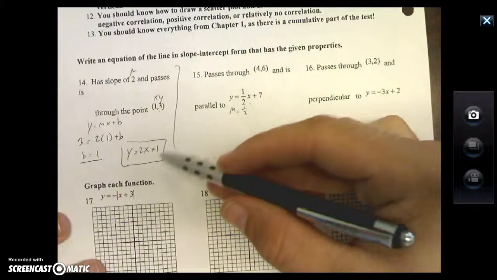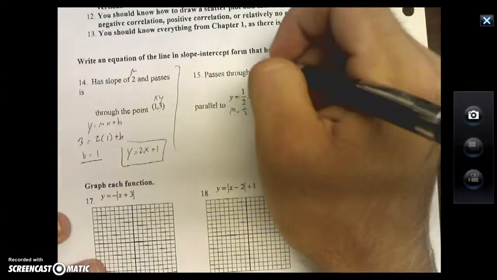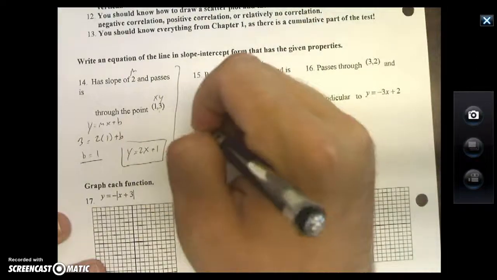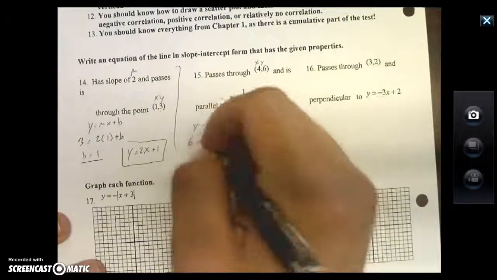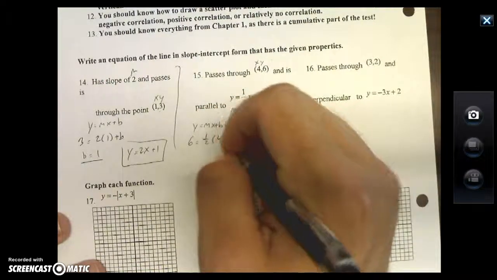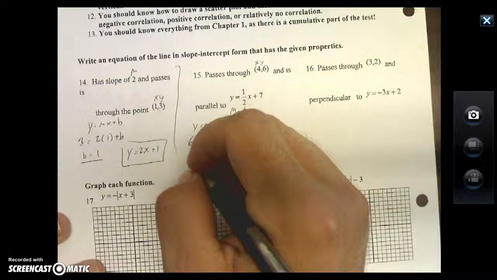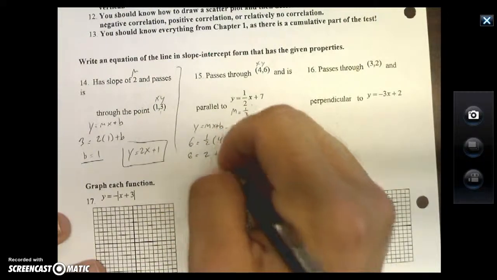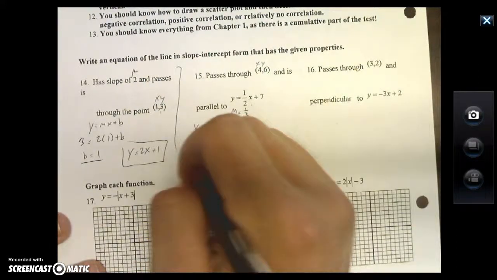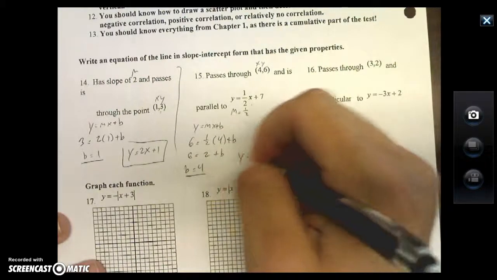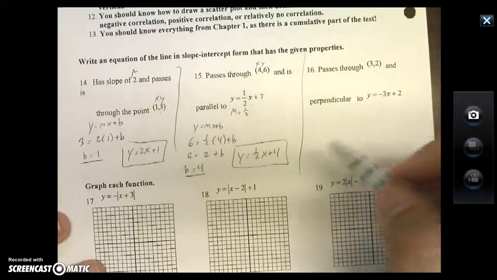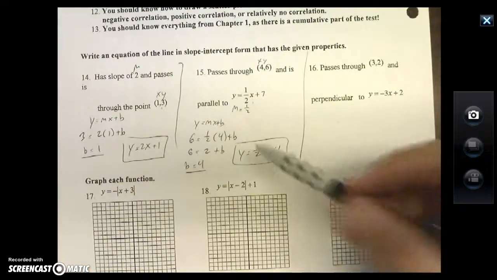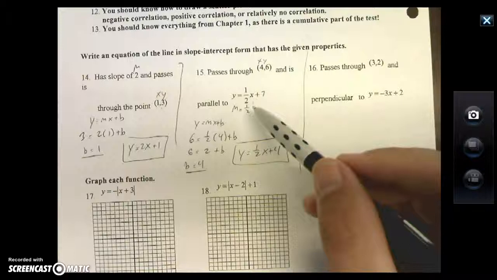I'm doing the same thing here as I did in the previous problem. Here's my x and my y. We're plugging things into y = mx + b. y is 6, m is 1/2, x is 4, plus b. Half of 4 is 2. Subtract 2 over. b = 4. So y = 1/2 x + 4. All good. Again, same type of problem, we just have to recognize the slope.